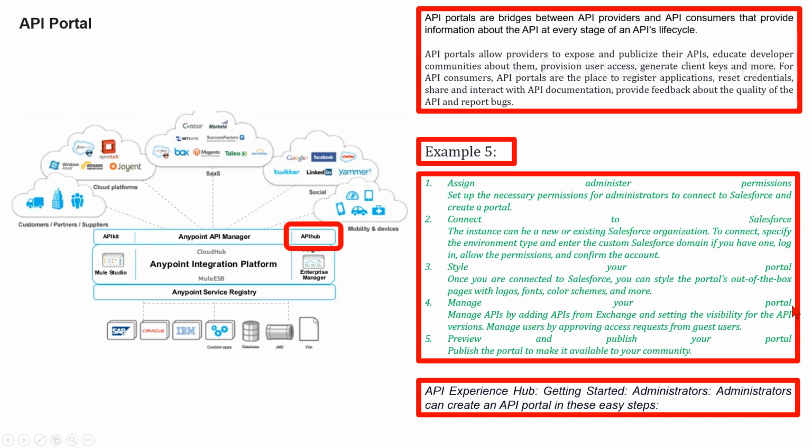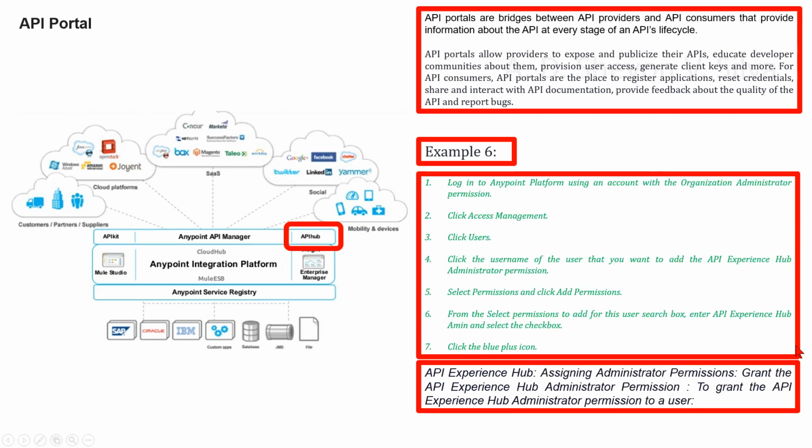Four, manage your portal. Manage APIs by adding APIs from Exchange and setting the visibility for the API versions. Manage your users by approving access requests from your users. Five, preview and publish your portal. Publish the portal to make it available to your community.